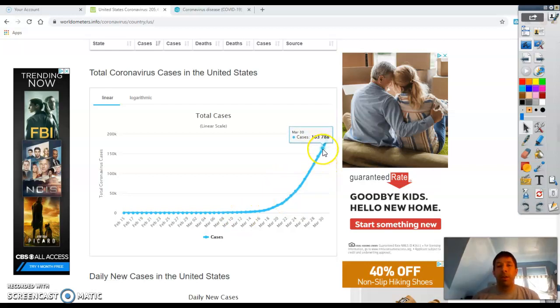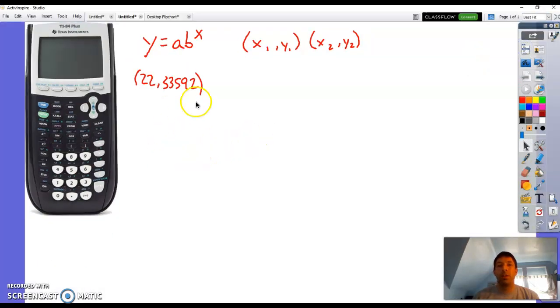And then I'm going to pick another date out here. Let's go with March 30th, 163,788. All right, and I'm just going to delete this comma so it doesn't confuse us here.